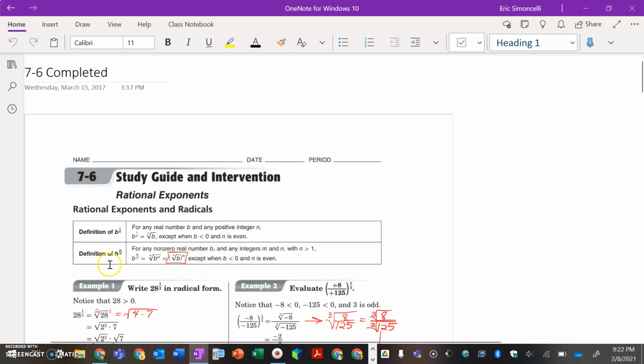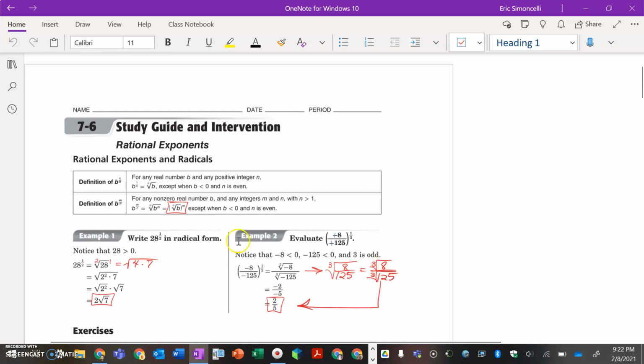And then the definition of b raised to the m over n states that for any non-zero real number b and any integers m and n with n greater than 1, b raised to the m over n is equal to the nth root of b to the m, but also the nth root of b, the whole quantity raised to the m power, except when b is less than 0 again and n is even. This particular version of this definition is probably the most useful in pretty much every single problem that we're going to be doing in this section.